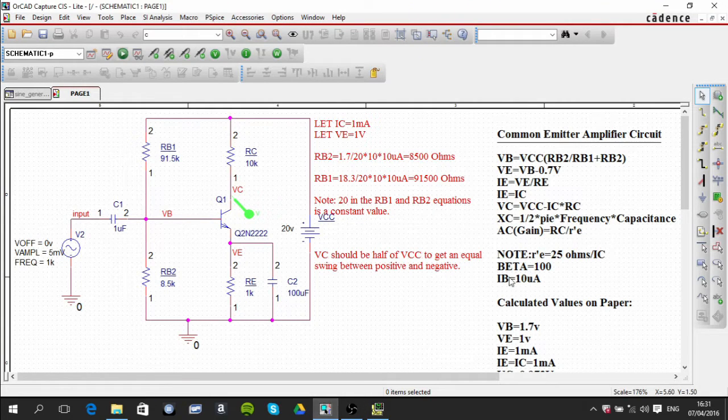In this circuit, we're going to be looking at the common emitter amplifier. This is the second such circuit that I've looked at, but I'm going to explain how some of these component values were found.